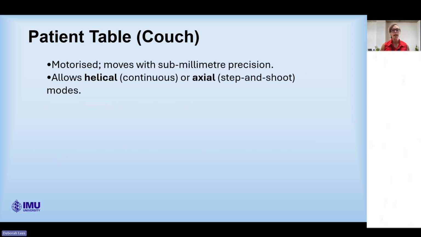And then we've got the patient couch. So these are pretty much the same in all your scanning type equipment. It's motorized, it moves with sub-millimeter precision, and it also allows for helical or continual axial step and shoot modes. So it slides in and out of the donut. We can control exactly which body part is being exposed. It can move quite slowly, it can move quite fast. They normally have a little bit of a concavity to it, so the patient sits quite nicely in there.